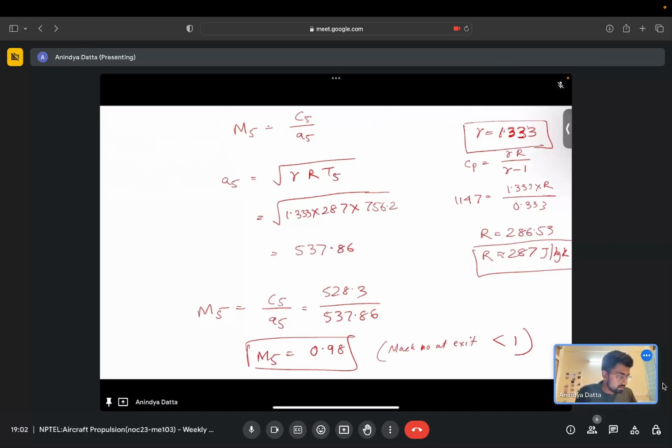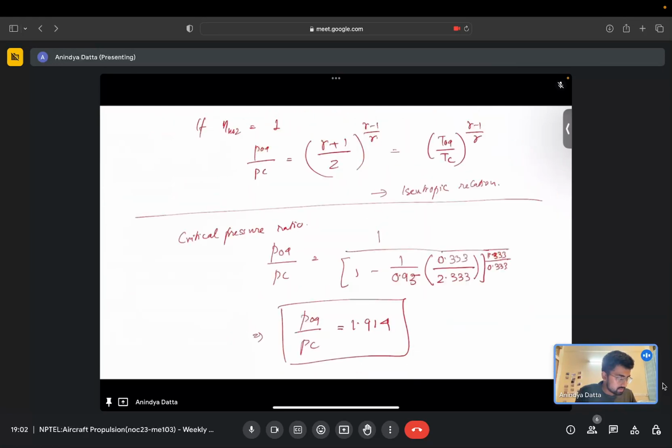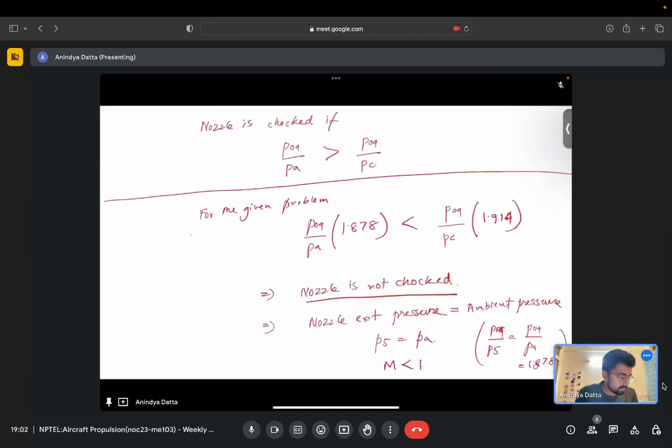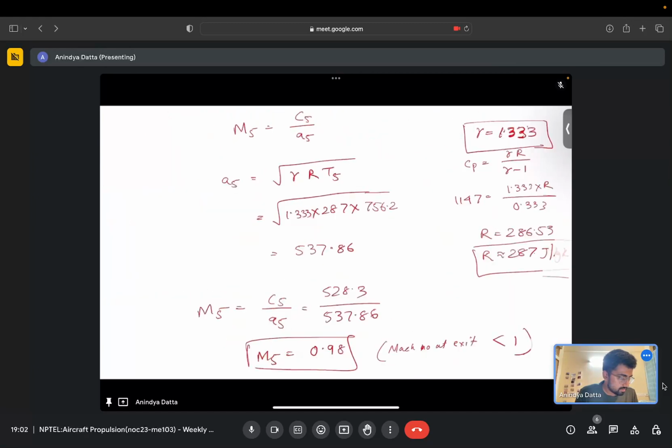I hope this is clear. Any other parts I missed? So in this problem we have seen how to find the critical pressure ratio of the nozzle and how we determine whether the nozzle is choked or not. For this case, we have seen that the nozzle is not choked, and that's why the Mach number comes out less than 1. This is part B of the problem done.